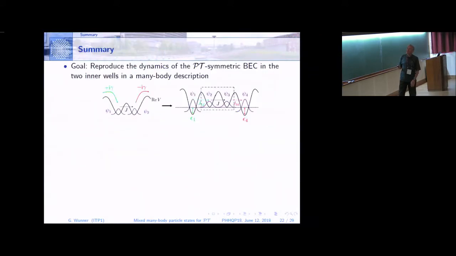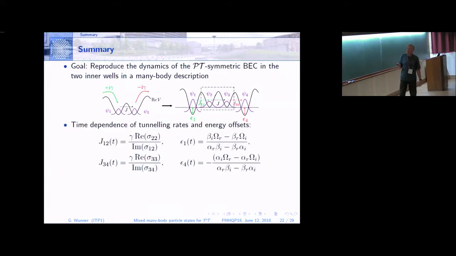So this already brings me to the summary. The goal was to reproduce the PT-symmetric Bose-Einstein condensate in the 2 inner wells in a many-body description in terms of a Bose-Hubbard model with 4 wells, time-dependent energy offsets, and coupling coefficients.